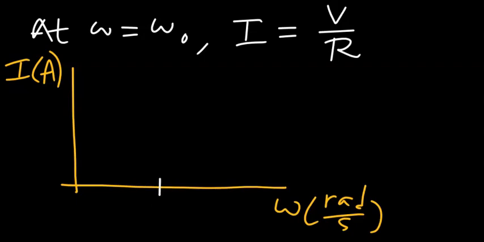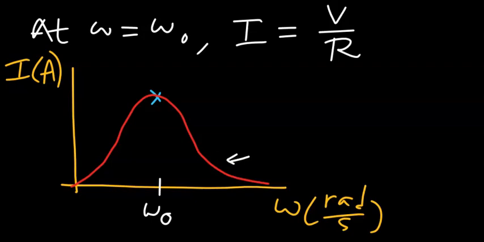Let's assume that the resonance frequency is right there. So the value of I peaks at omega equals that resonant frequency. So the curve would look something like this. Like that. Assume that we are plotting the curve for a value of R of 500 ohms.